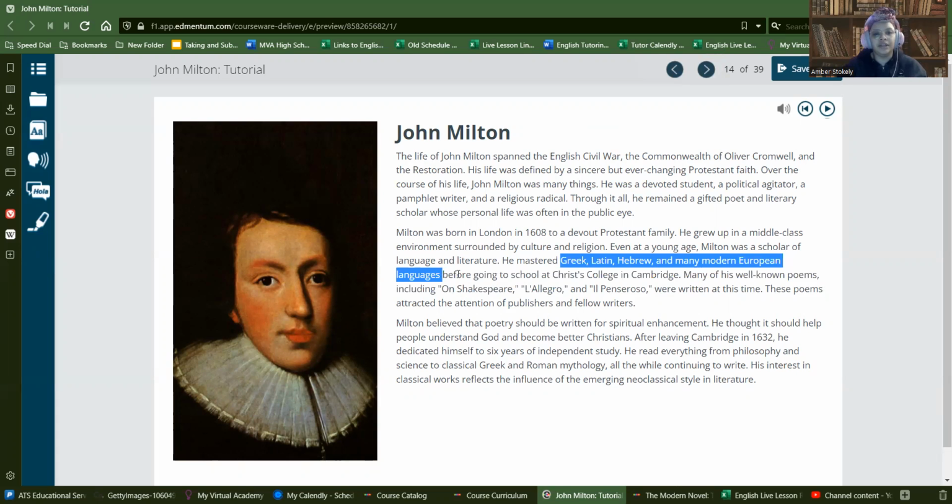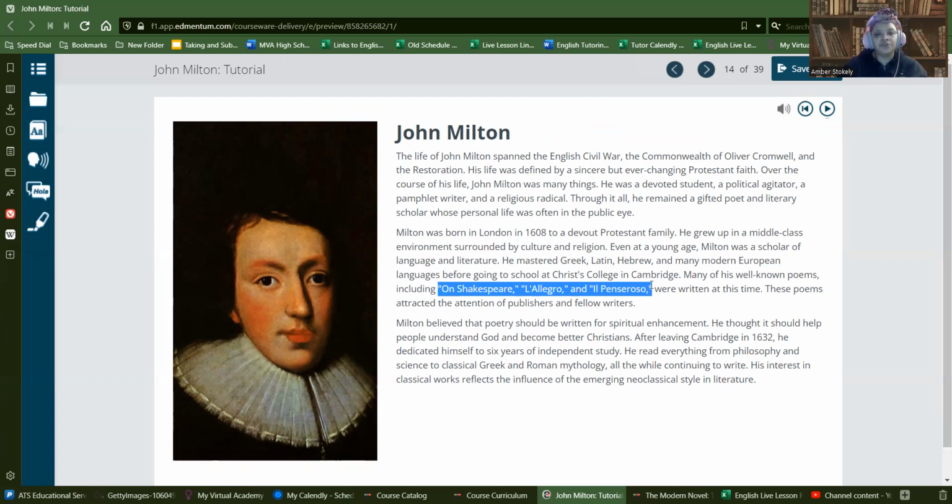These are what he studied before he went to a boarding school called Christ's College in Cambridge, which is where all of the middle and upper class people went to learn. He wrote some of his well-known poems even during this time while he was at school, and they give you a list of those: On Shakespeare, L'Allegro and Il Penseroso. And those are three of the writings that he did that we're going to be going over today.